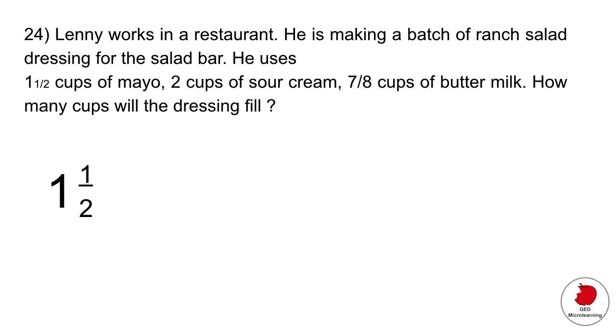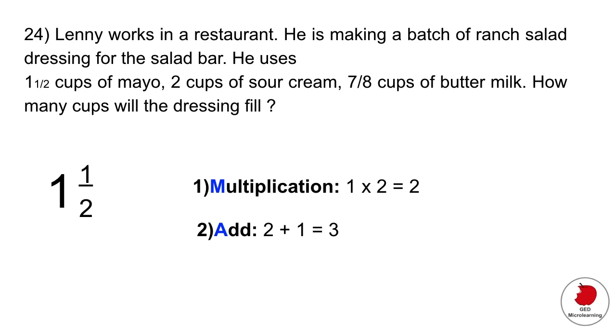Okay, so if we do that for this fraction, once again, MAD method, multiplication, 1 times 2 is equal to 2. We're going to add that 2 to your numerator, which is 1. We end up with 3. So 3 is going to be your new numerator. And then the denominator is going to stay the same. It's going to be 2. So this is your new improper fraction.